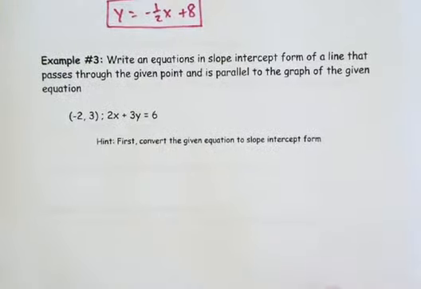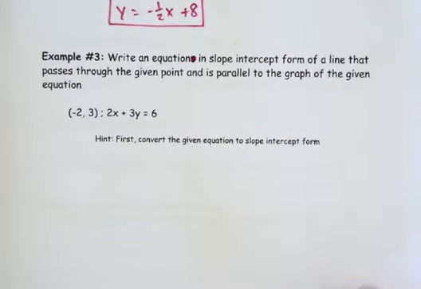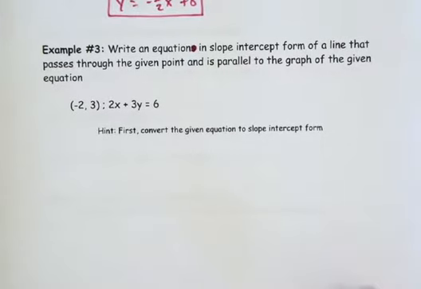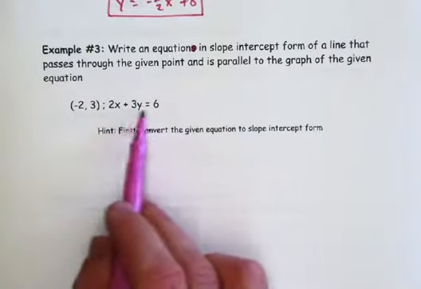Let's do one following one. It says write an equation in slope-intercept form of a line that passes through the given point and is parallel to the graph of the given equation. Ooh. This is going to get a little bit tricky because I see a point, (-2, 3), that's easy. But how do we find the slope here?